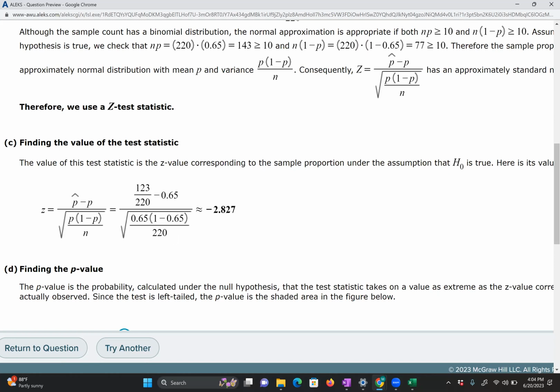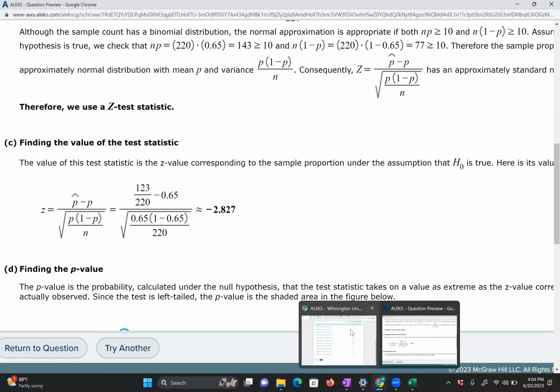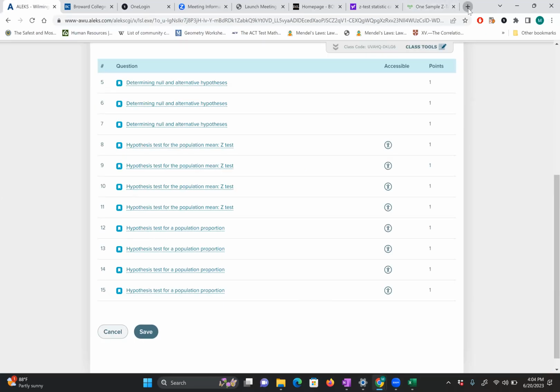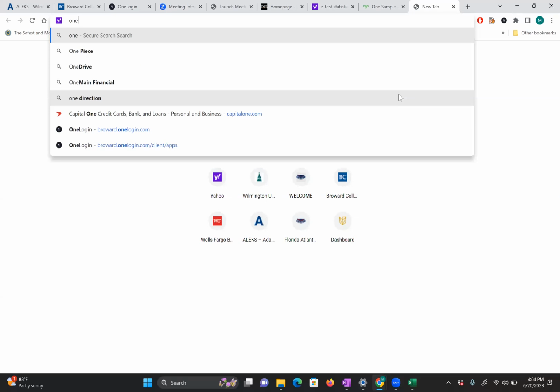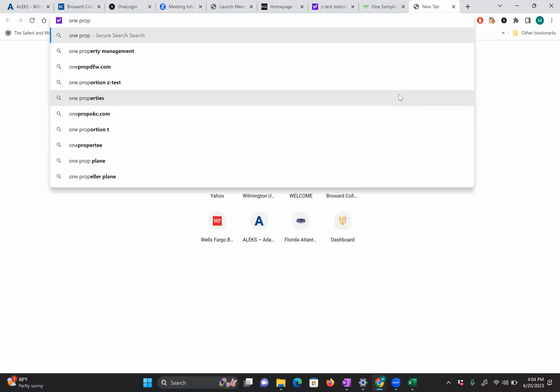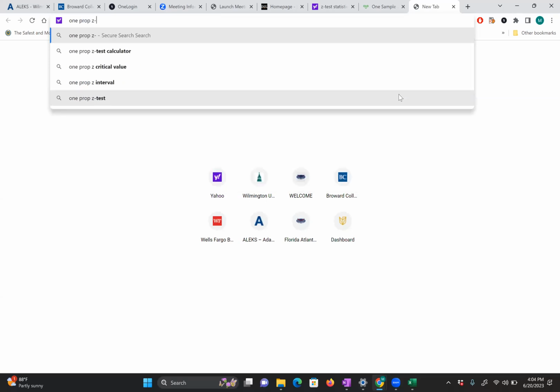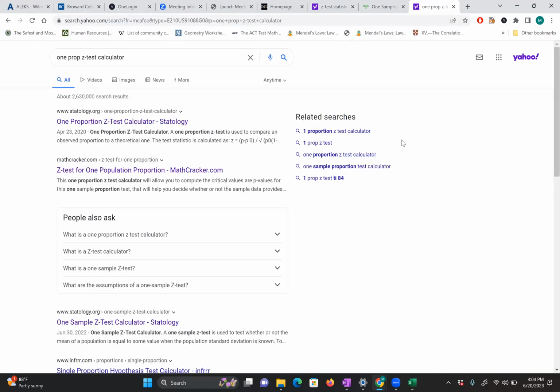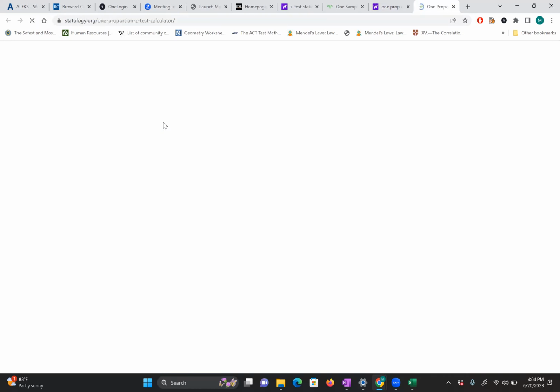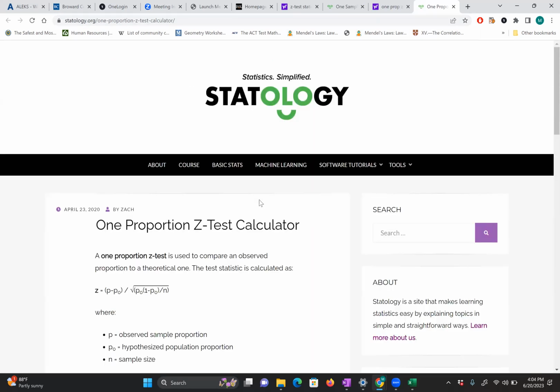All right. With that said, let's also go back out into the internet and let's look for another interesting calculator. This is called the one prop z-test calculator. And I'm not going to use Math Cracker. I'm going to use Tautology again. I like that website. I think it's great.